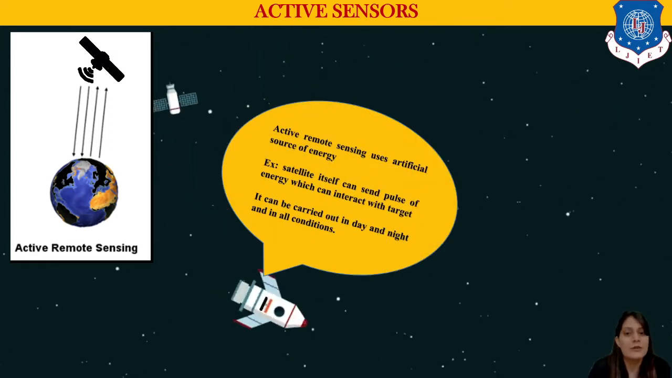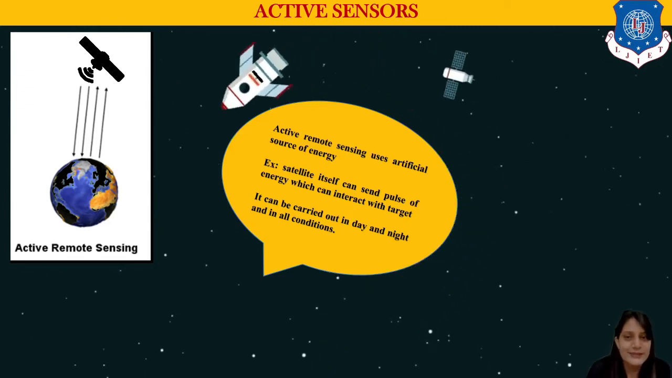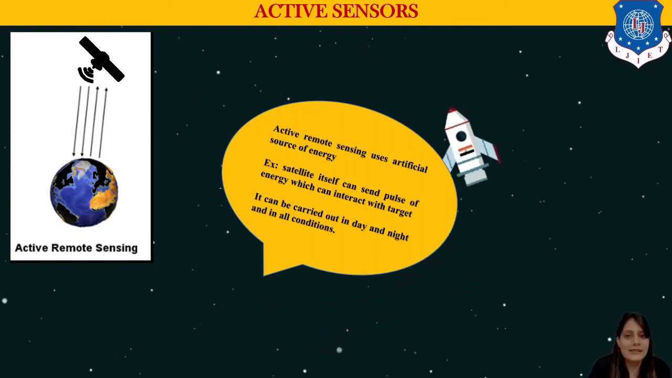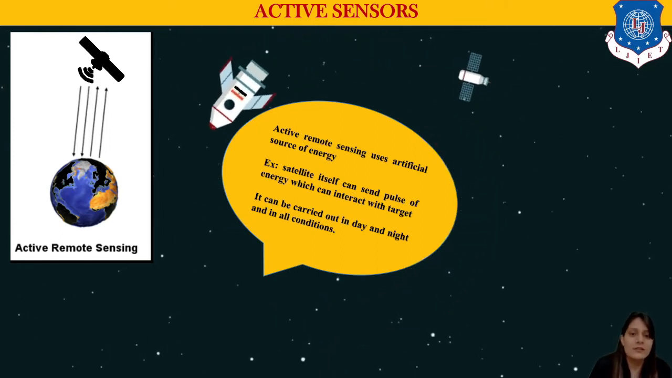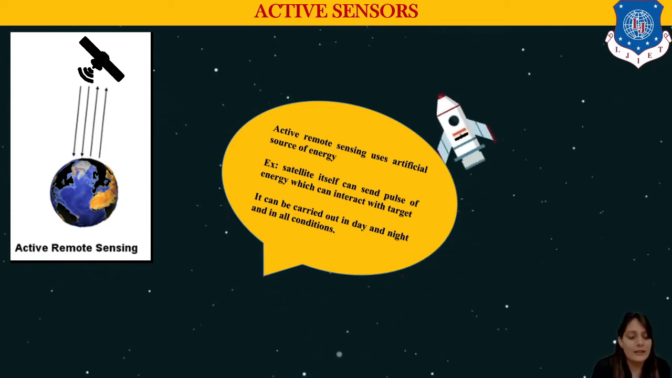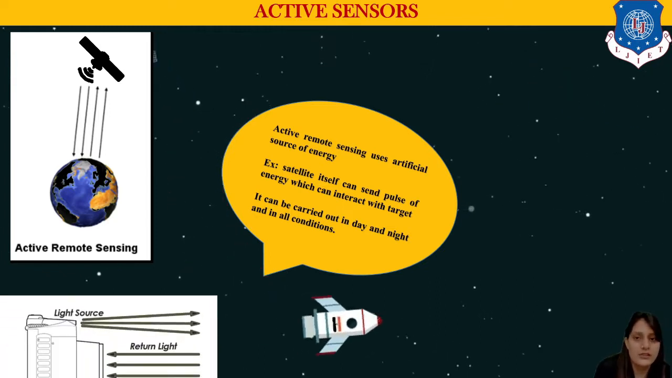Active remote sensing uses an artificial source of energy. We all know that the sensor itself sends the energy and we get the energy back. The satellite itself can send a pulse of energy which can interact with the target. It can be carried out day and night and in all conditions. Active sensors are very useful if you want to work in all conditions.